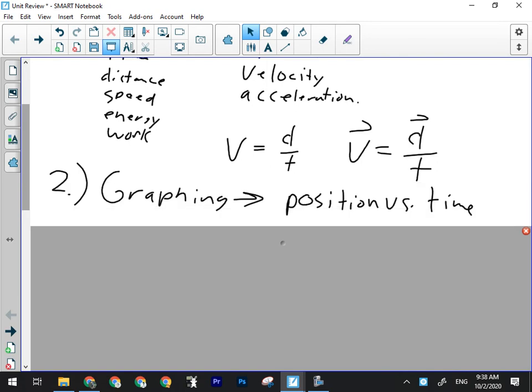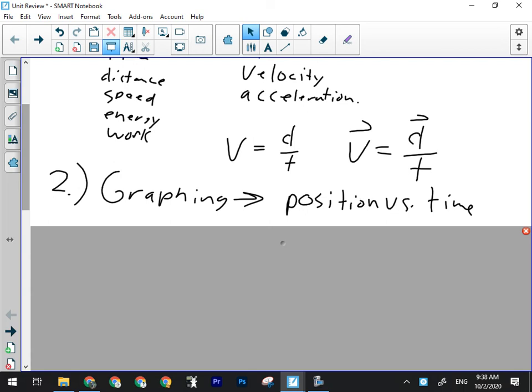Okay, second thing, graphing. Probably worth some of the biggest marks on the entire test. What 2 graph types did we go over? Position versus time and velocity versus time. There are several graphing questions in the multiple choice. The ones in the multiple choice are mostly interpretation. So here's a graph, what's the object doing kind of questions.